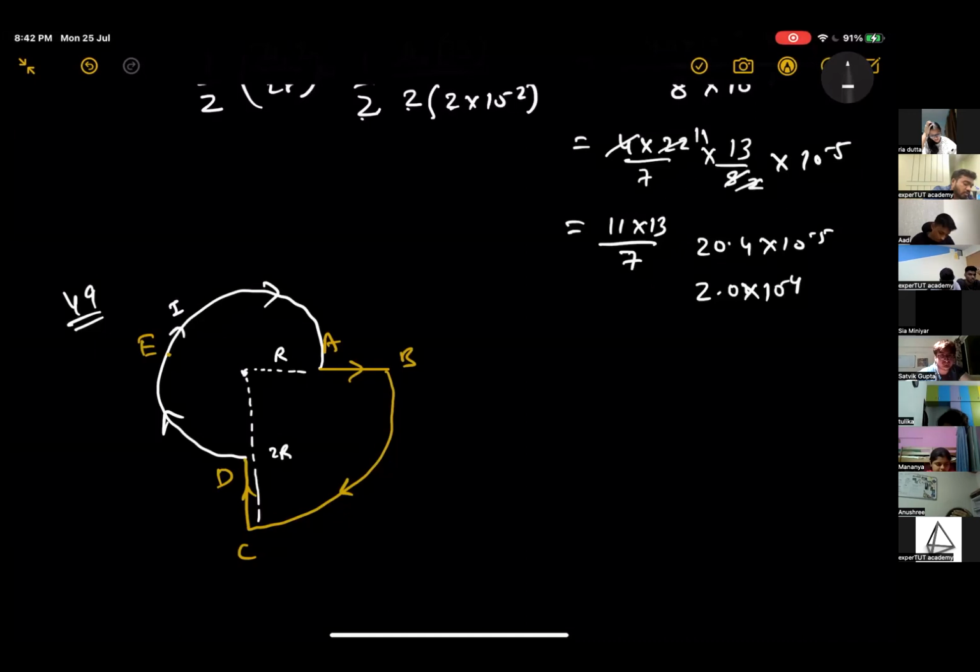Now see, because of the white portion, what is the magnetic field at O? It is 3/4 into mu naught I by 2r, right? Do you understand this, everyone? Yes or no? Mananya, have you understood this? Okay. In which direction is the magnetic field? Into the plane or out of the plane, Mananya? Out of the plane. Why out of the plane?